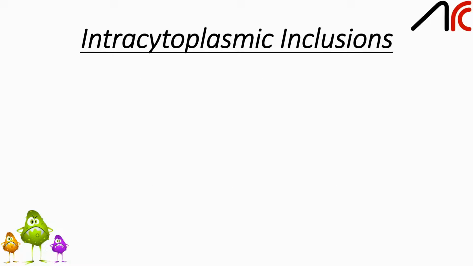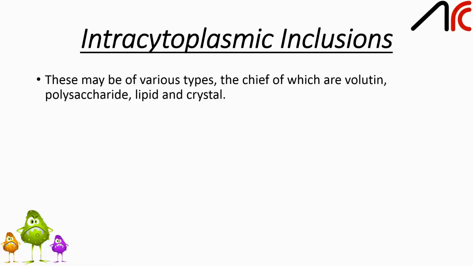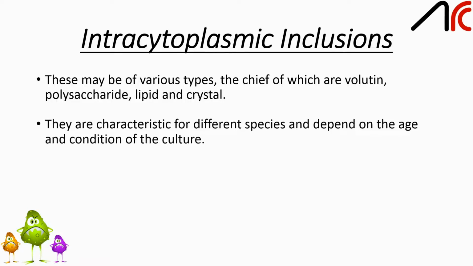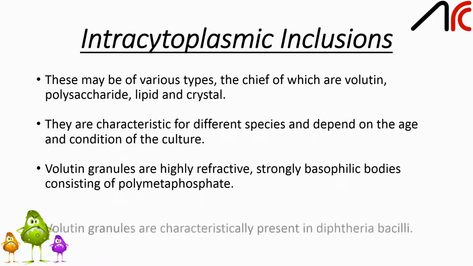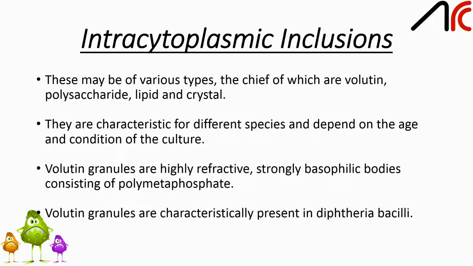Intracytoplasmic inclusions. These may be of various types, the chief of which are volutin, polysaccharide, lipid, and crystal. They are characteristic for different species and depend on the age and condition of the culture. Volutin granules are highly refractive, strongly basophilic, consisting of polymetaphosphate. Volutin granules are characteristically present in diphtheria bacilli.